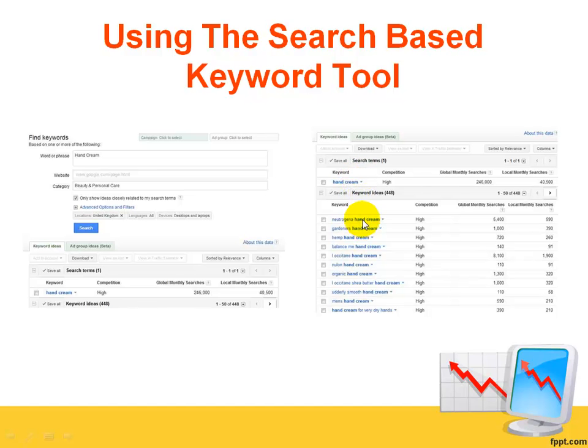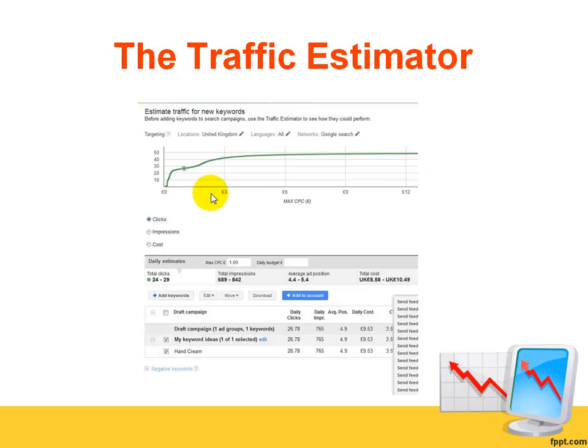Across here, it then will go and give you derivatives or alternatives to hand cream. So these are more of your long tail keyword phrases. Again, Google tells you how many searches per month locally and globally that keyword gets. You want to be striking a balance between a highly competitive keyword, but one that's getting enough searches to make it worth your while. You know, if a keyword isn't getting a lot of searches, stay away from it. It's not going to get you any money.